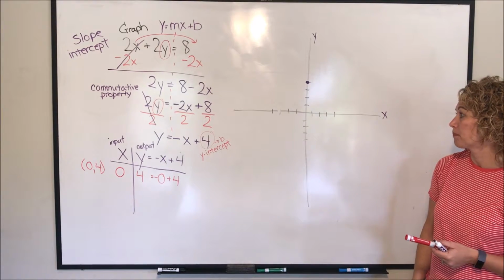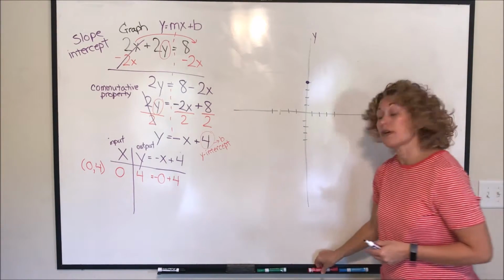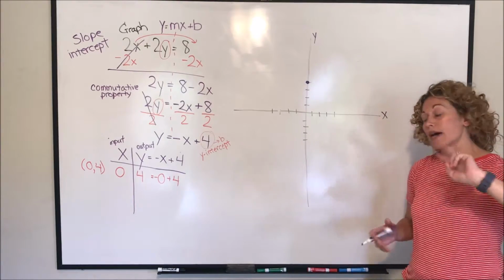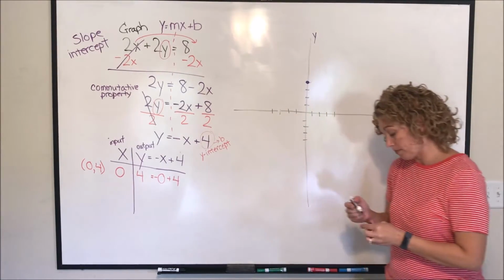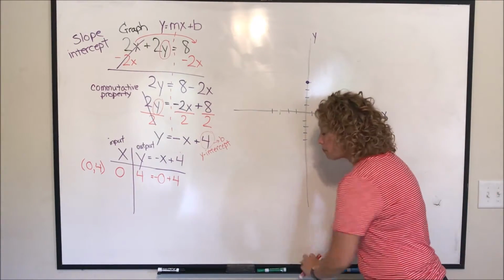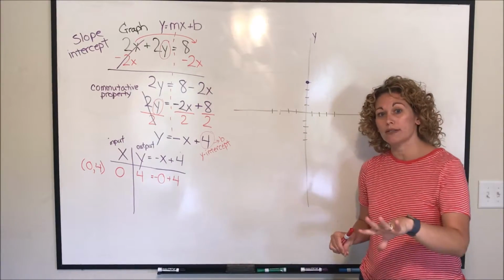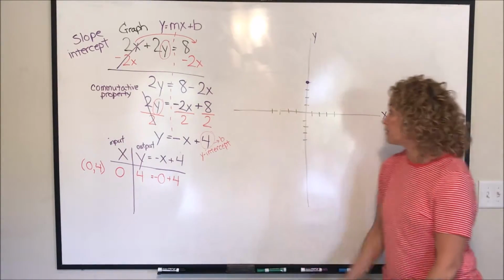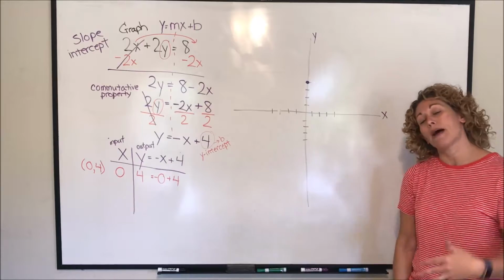So let's try another number. 2 points make a line, so we have to do at least one more. Now, you can pick any number you want. So push pause and do 2 more numbers and graph them. And then you can come back and check.